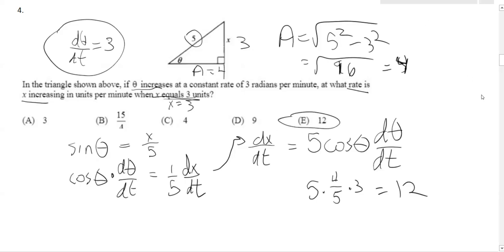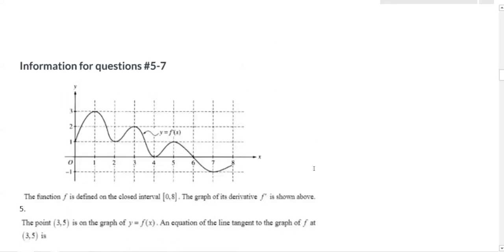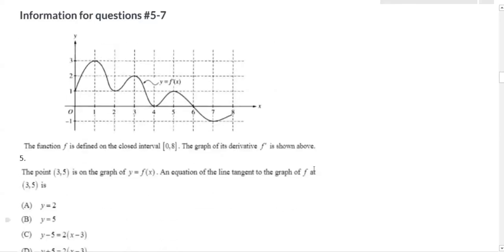Okay. All right, number 5 through 7, we're going to use the information in this graph. So we have a function f defined on a closed interval 0 to 8. The graph of its derivative f prime is shown here. So be careful. The graph is for f prime. So we have to look at questions 5 through 7. What are they asking us about?